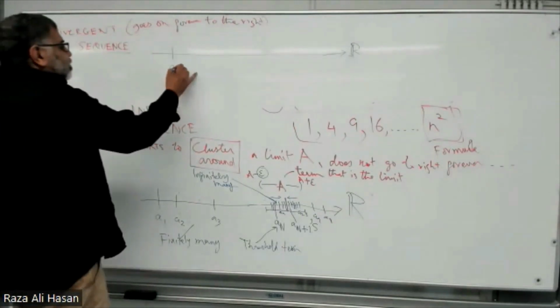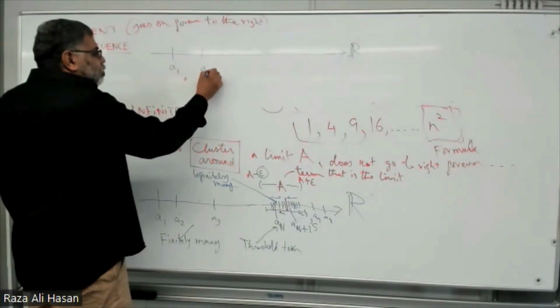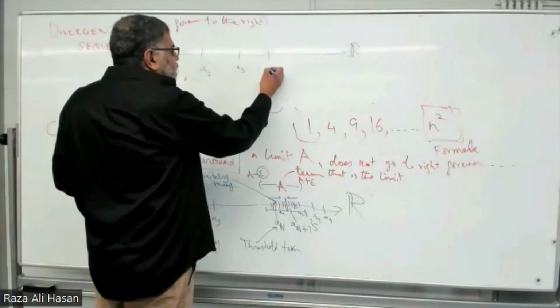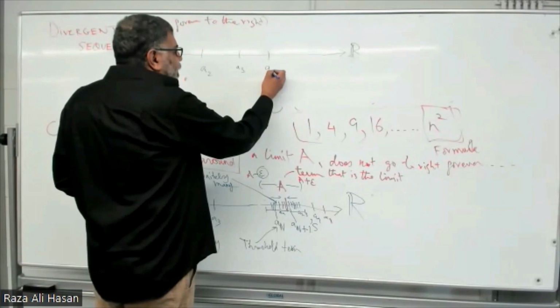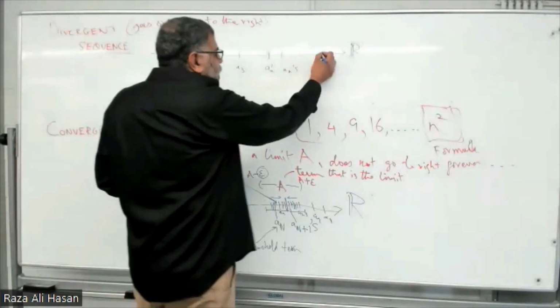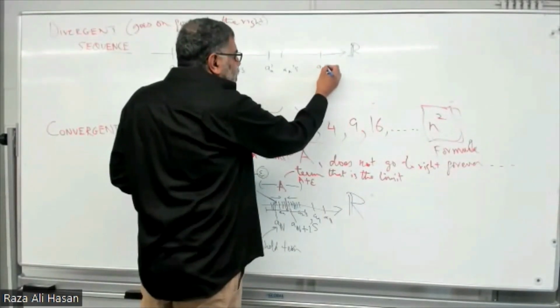So we have A sub 1, A sub 2, A sub 3, and A sub n, A sub n's.